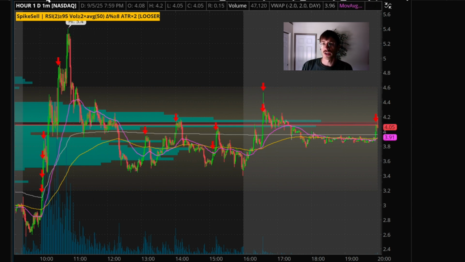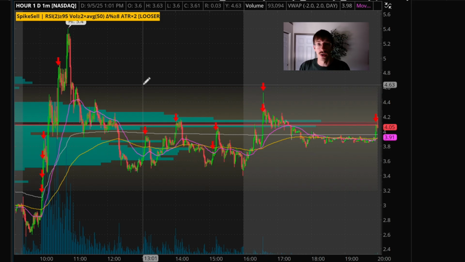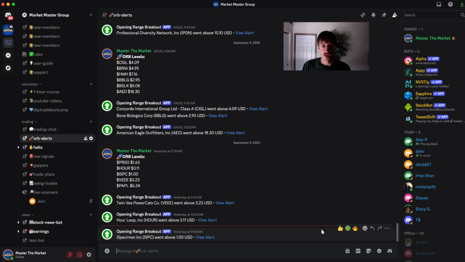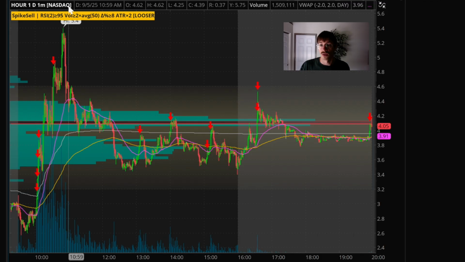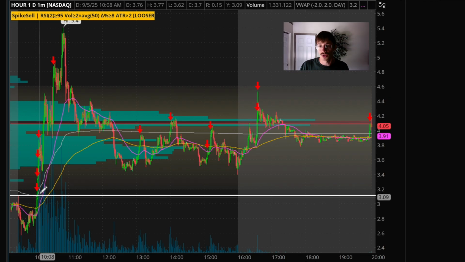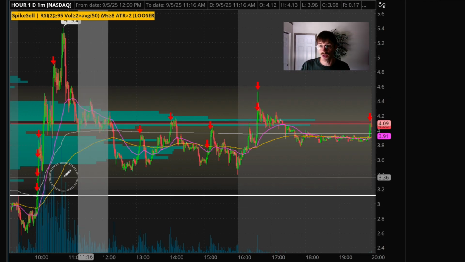So if we take a look here at the chart for HOUR, this was a stock that we nailed in the Market Master group on Friday, and it had a really big run to the upside. We can see here in the opening range breakouts alert channel, the opening range breakout for this stock happened at $3.11, and our opening range breakout bot notified us of this breakout in real time. So if we draw that breakout level, this is where we would be looking to buy into this breakout for this stock.